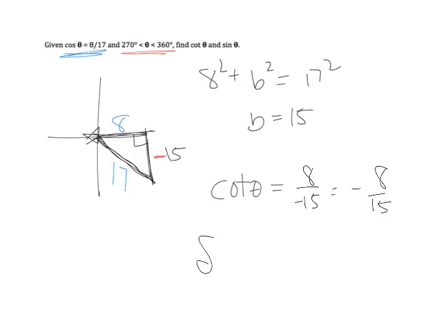And then we want the sine of theta, and sine of theta is going to be opposite over hypotenuse, or again, y over the radius. And it's just a nice, simple negative 15 over 17. Now that one was kind of nice because we didn't have any radicals.